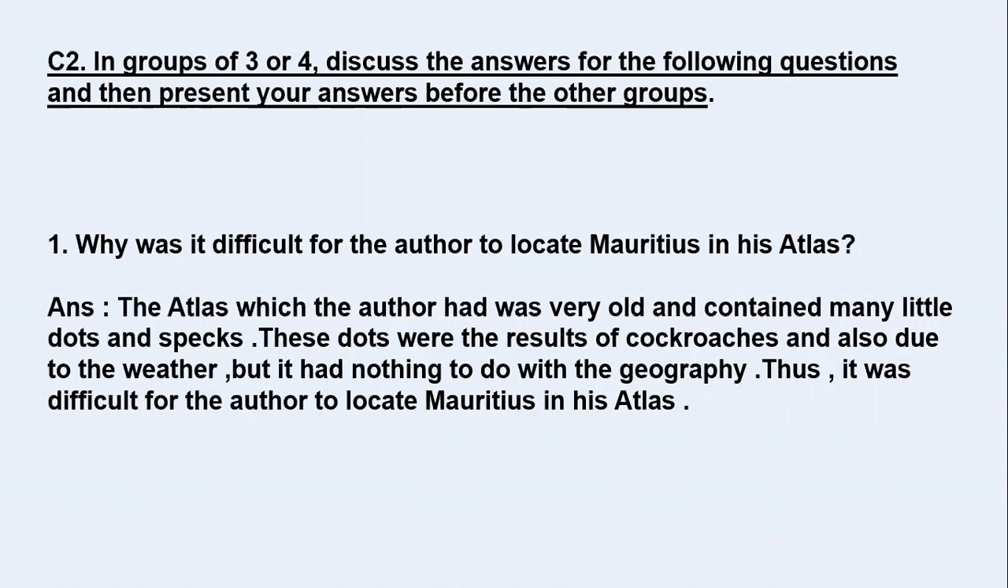So the condition of his atlas was very poor because of these dots and specks made by the cockroaches and the weather. Thus, he was finding it difficult to locate Mauritius in his atlas. So in simple words, the answer is given here on your screen. You can see this. Okay. So let's move on to the second question.